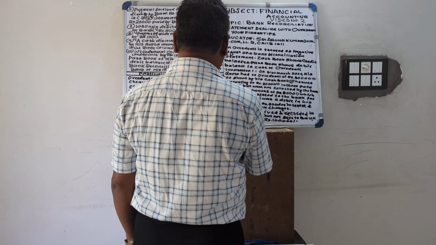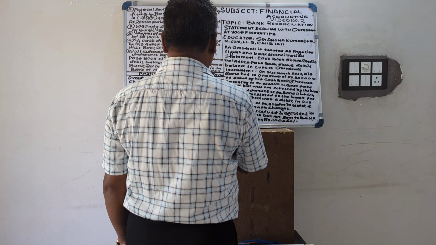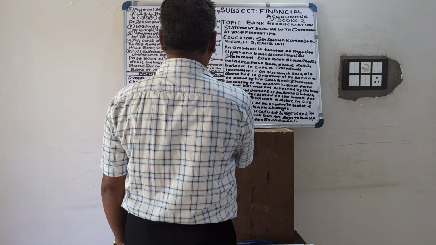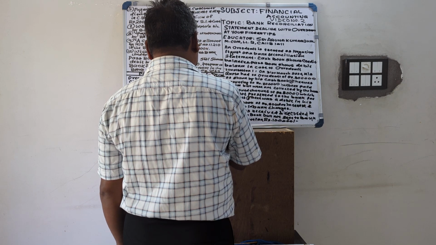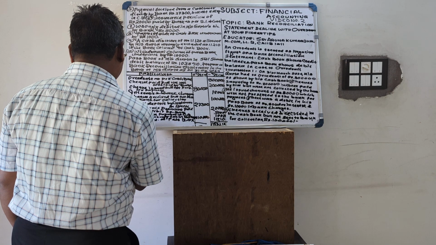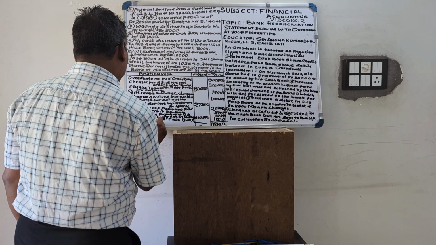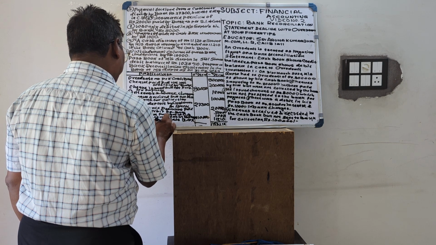So we have to balance. So we will get overdraft or unfavorable balance as per passbook. Overdraft or unfavorable balance as per passbook.